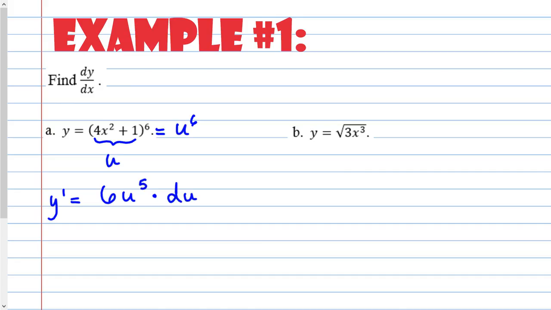It's very easy to figure out what the derivative of u is, and you can even write it wherever you like. Let's write it down here. What is the derivative of u? So if u is 4x squared plus 1, the derivative is just going to be 8x.